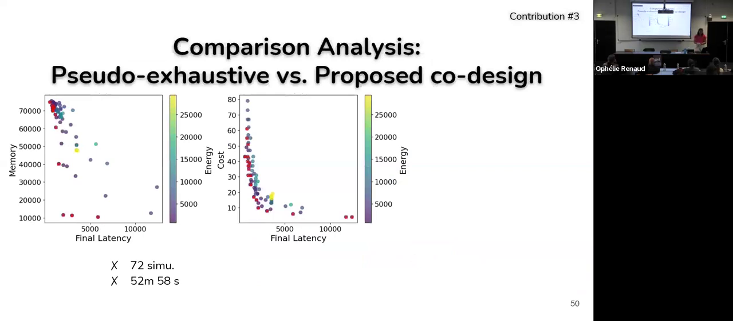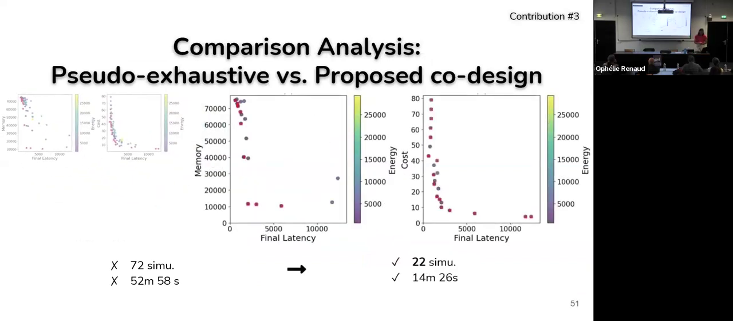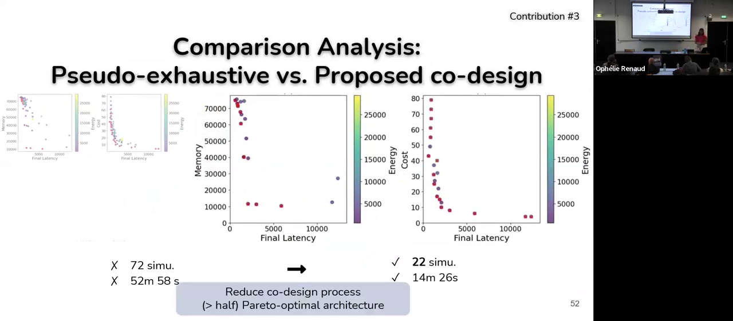So here the axes represent the memory versus the final latency versus the energy versus the cost, with a pseudo-exhaustive method for co-designing a DSP application. And here with our method, we reduce the number of simulations from 72 to 22, which reduces the co-design process time, and we also preserve more than half of the Pareto optimal architectures.